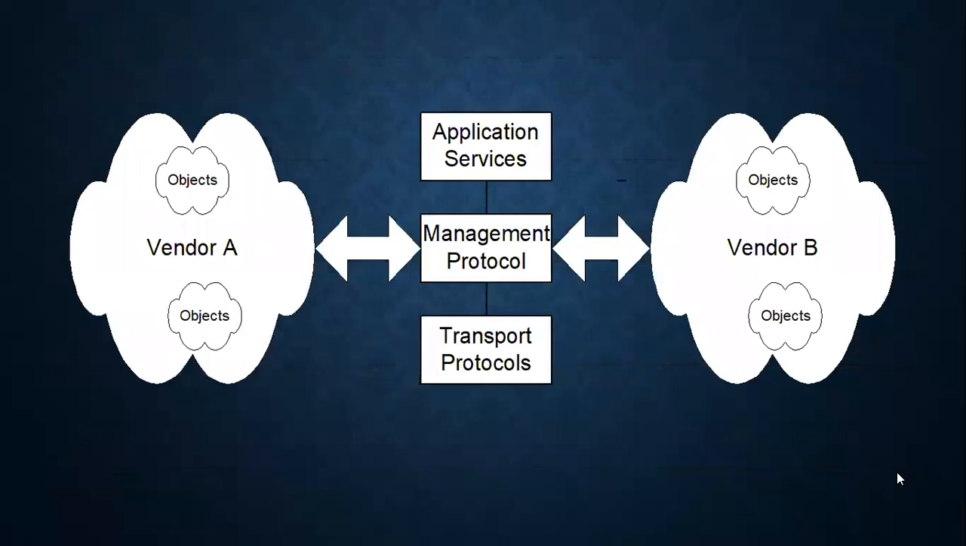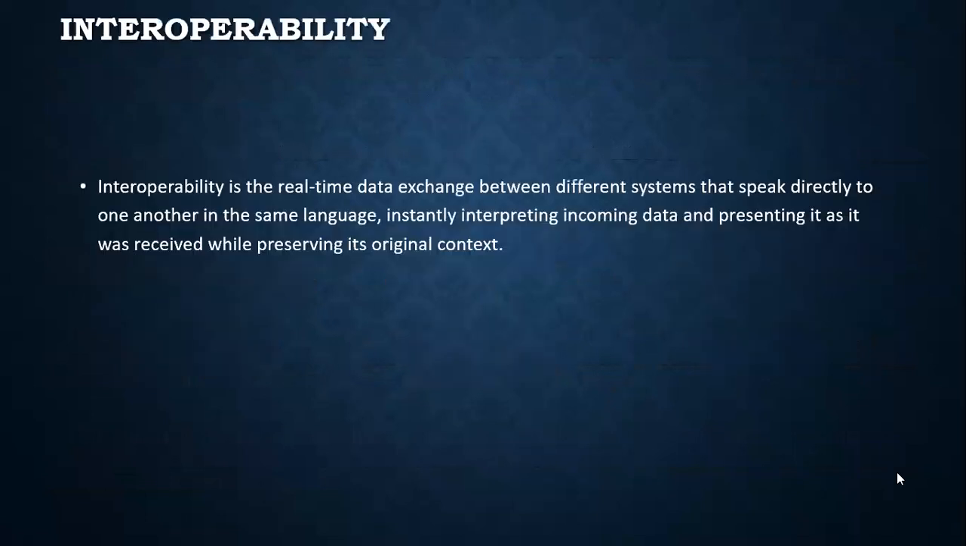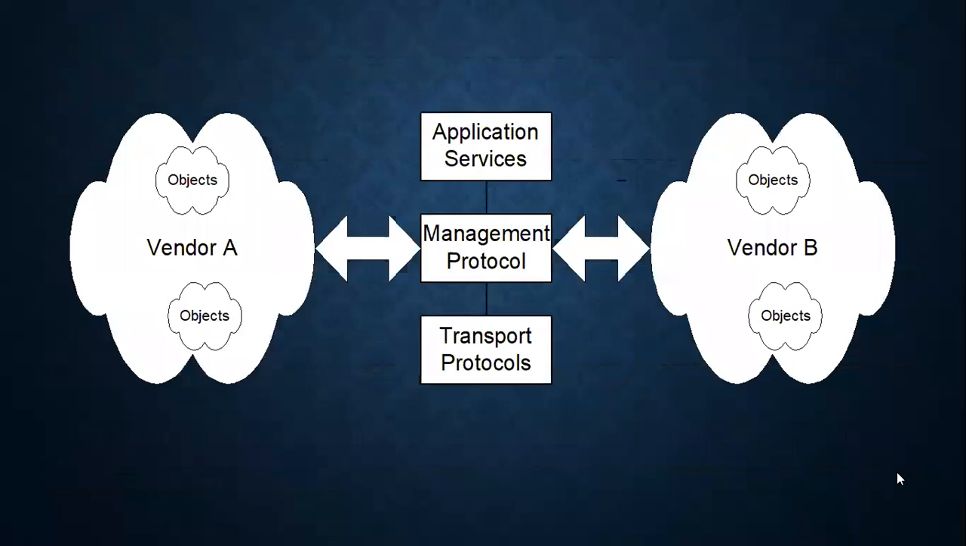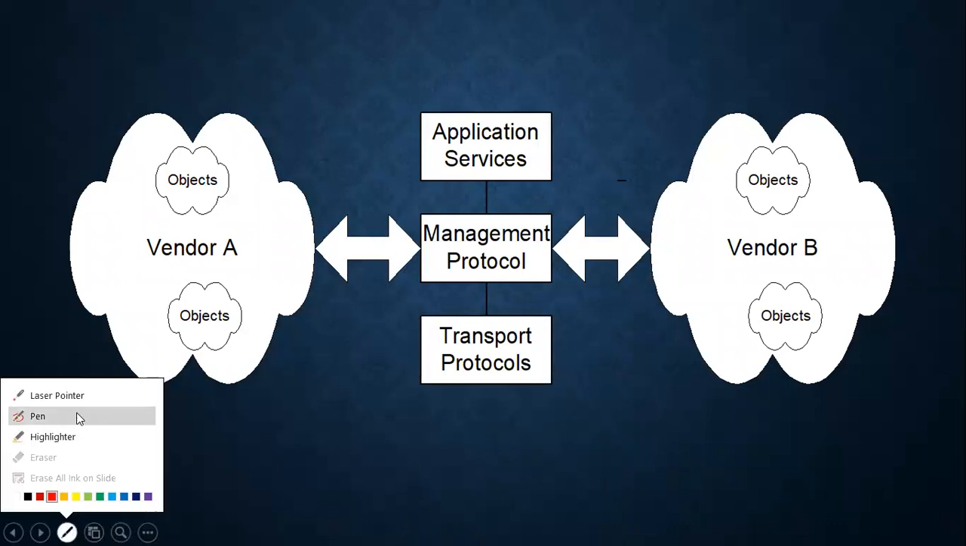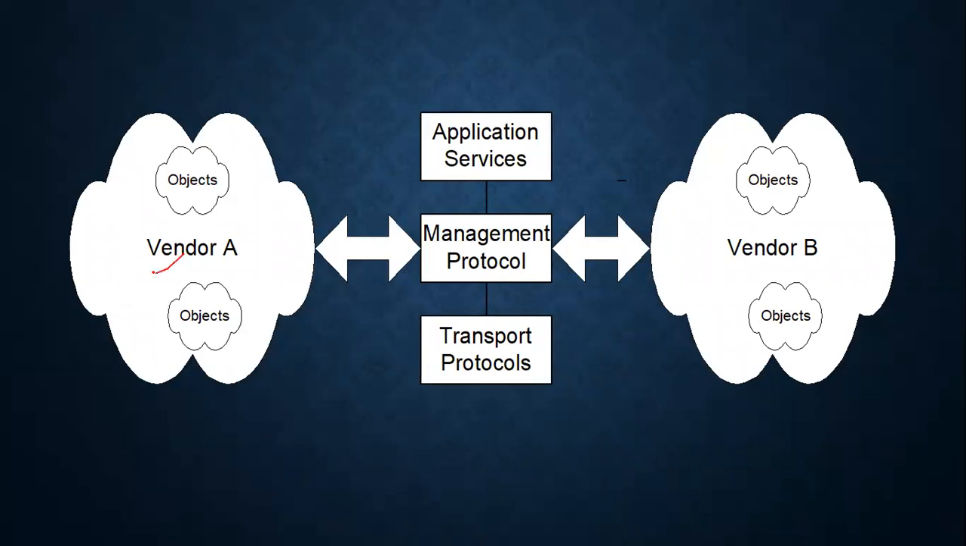Now, this is a diagram of interoperability. As you see in the diagram, we have two vendors, vendor A and vendor B. It includes a number of objects present in vendor A and also a number of objects present in vendor B.